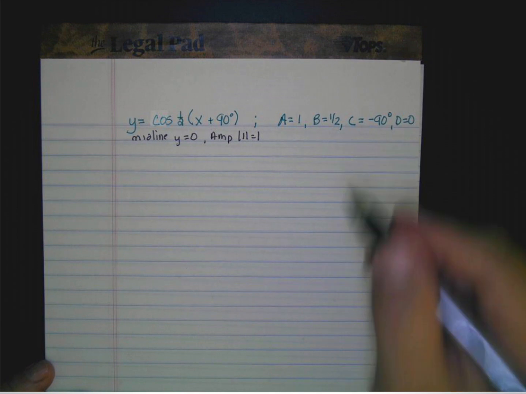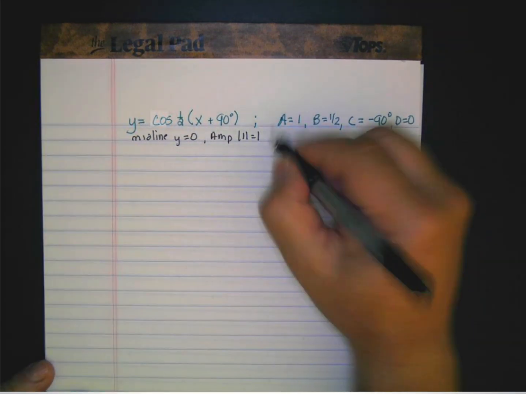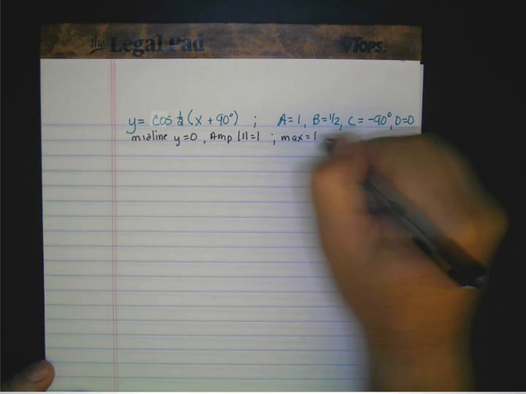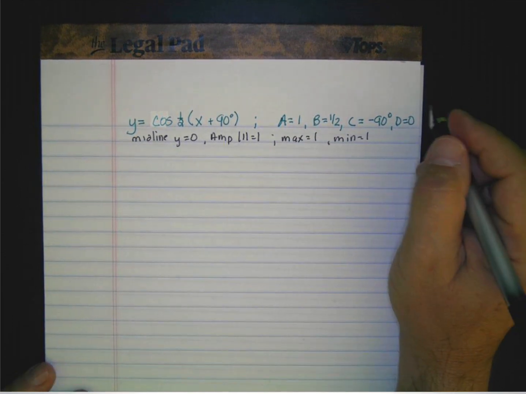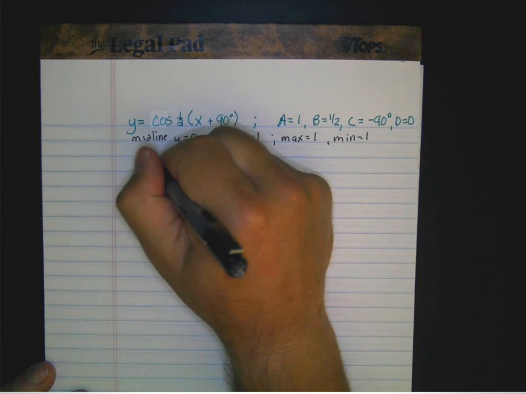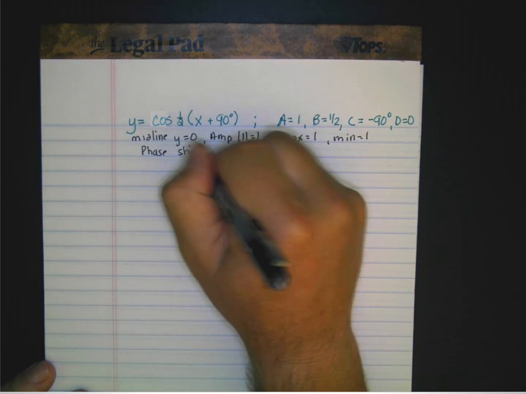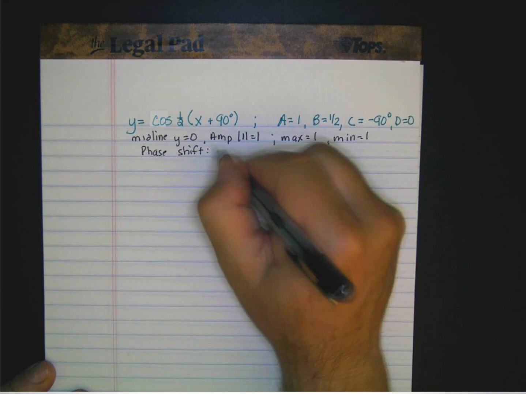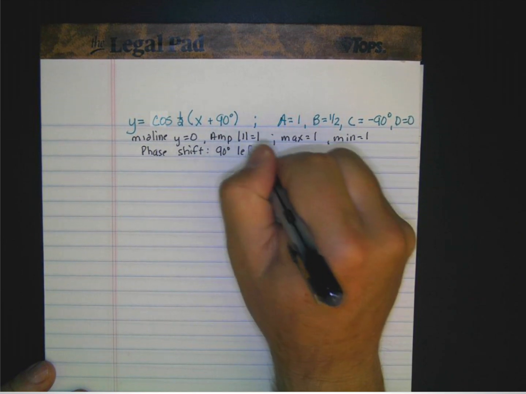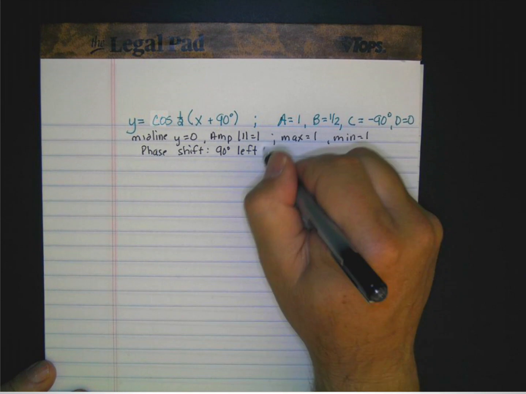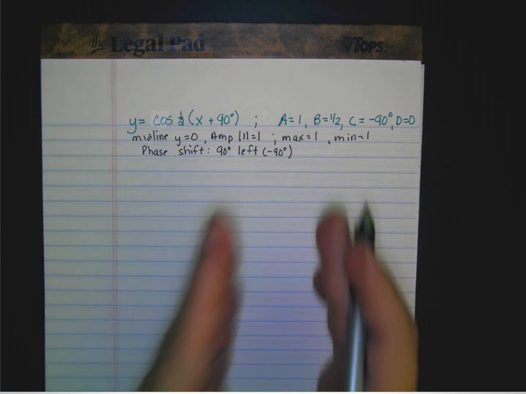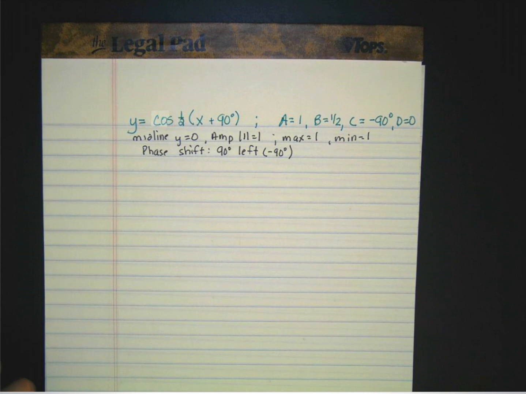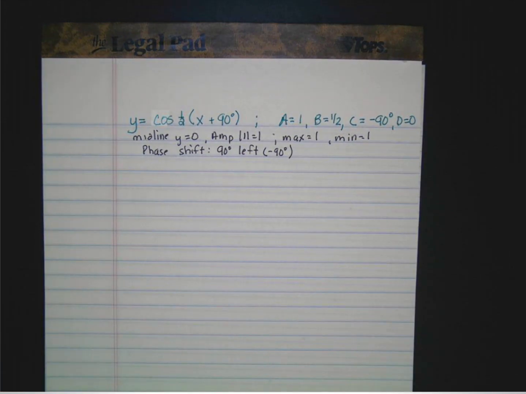Okay, and what else do we have here? So that means our max is 1 and our min is 1. But we do have a phase shift, right? Our phase shift is going to be 90 degrees to the left because we got a negative 90. Our phase shift is a negative 90 degrees. That means this whole graph is going to shift 90 degrees to the left, and I'm going to show you that. Okay, so let's find our period.